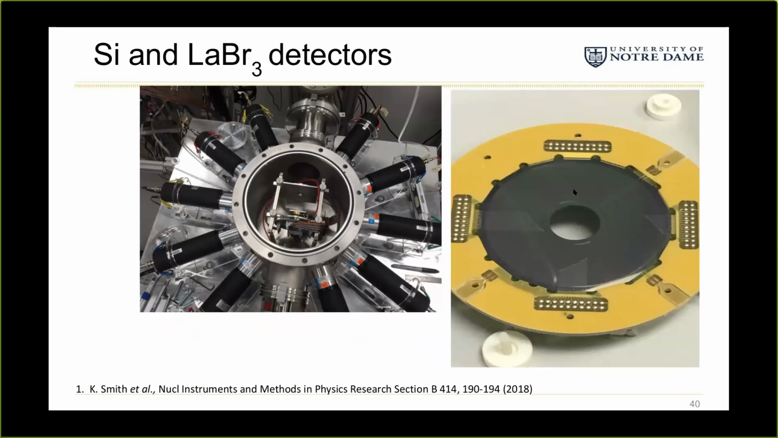We also invested in a new silicon detector with tighter rings that would enable us to do a little bit better of a job determining where our particle hits for our Doppler correction.